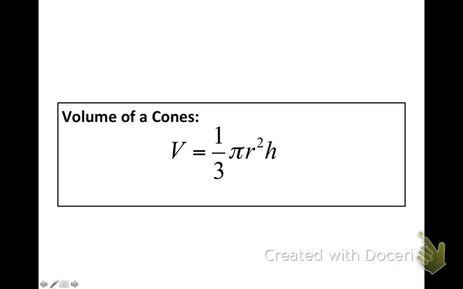For a cone, your volume is equal to 1/3 pi r squared h. So you're going to want to get that transferred onto your index card.